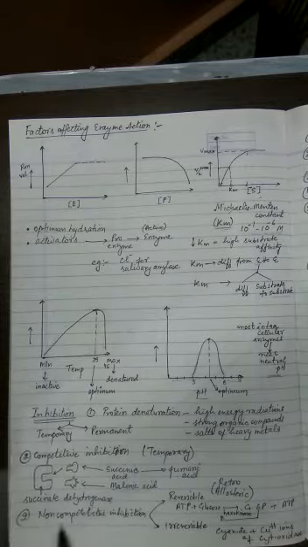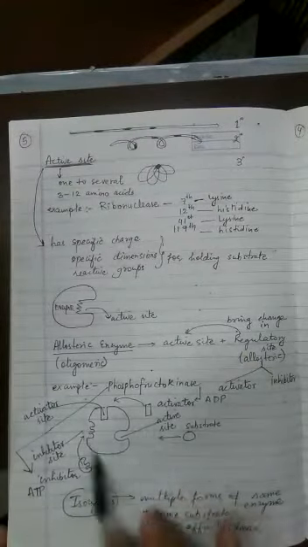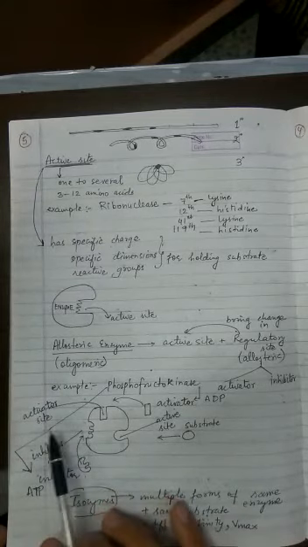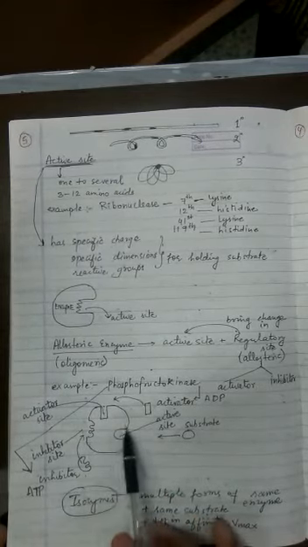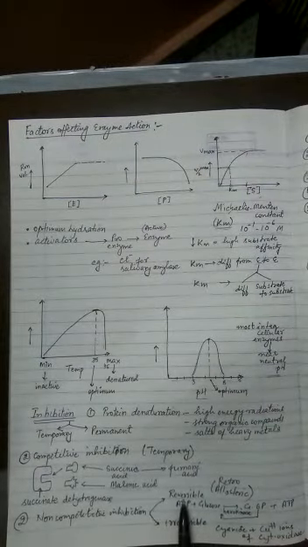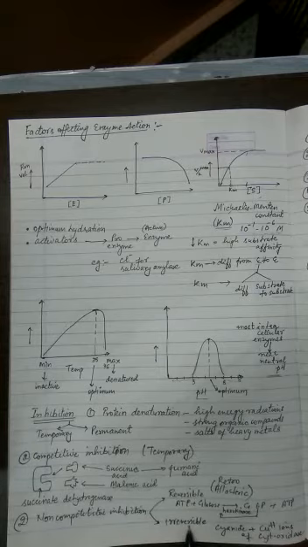Now, there can be non-competitive inhibition also. Now, what exactly is that? We have already learned the allosteric thing, remember? So there are some compounds which join with some other place, not with the active site. So non-competitive inhibition can be reversible or irreversible.